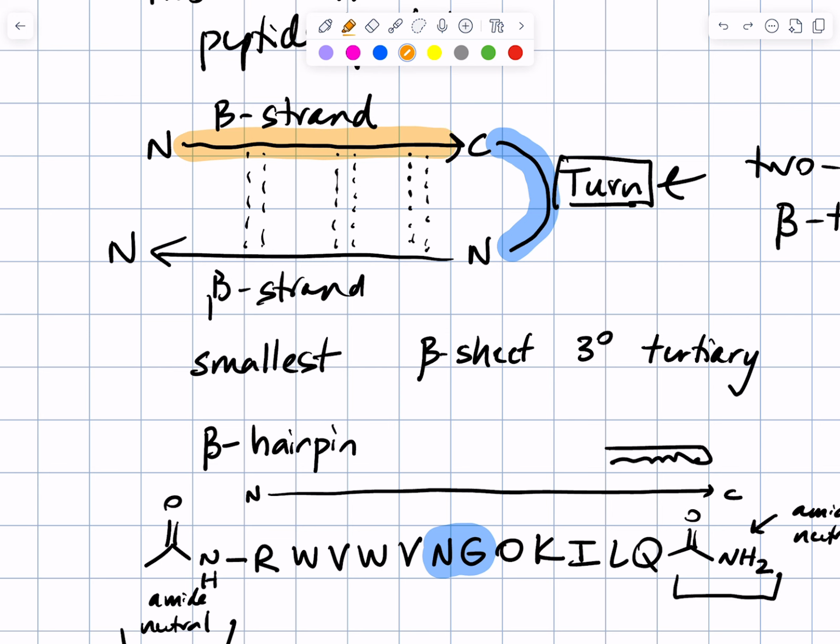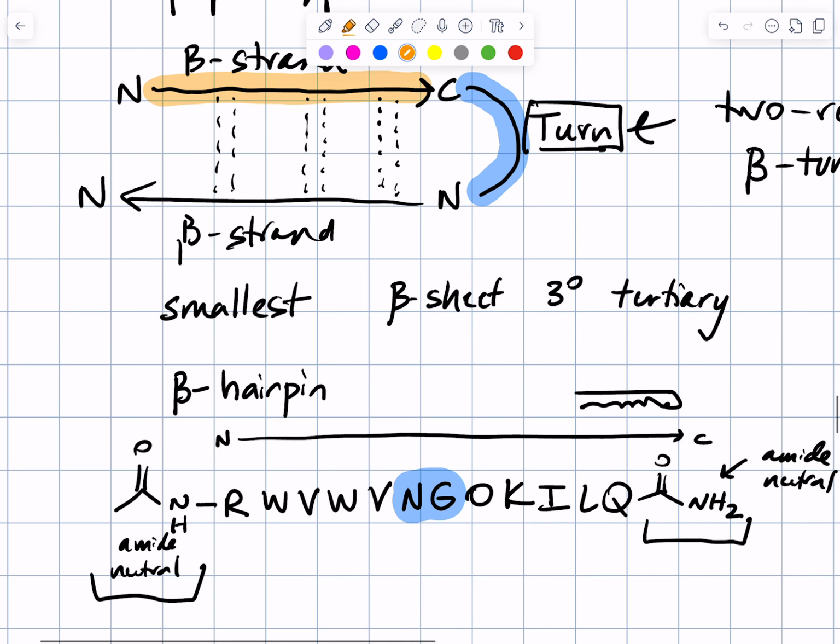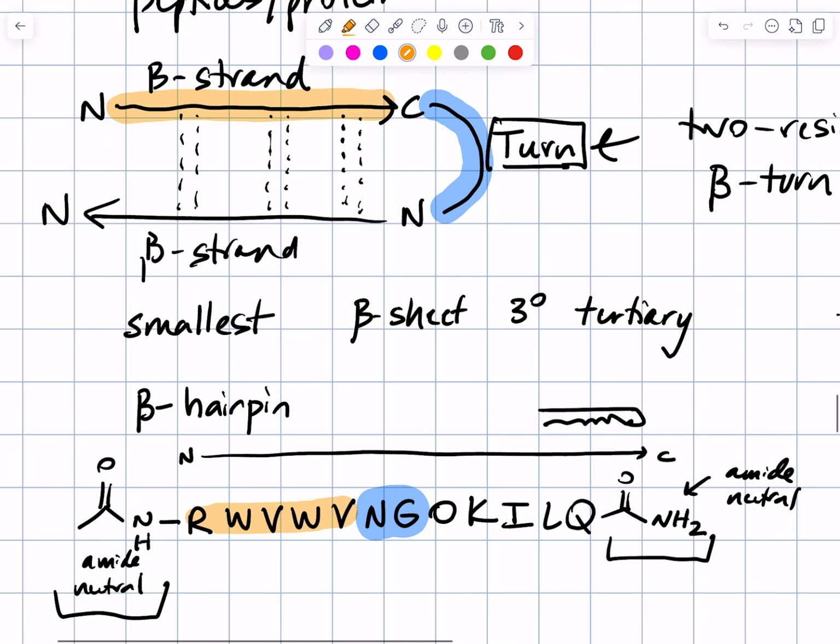in orange is what we will call the N-terminal beta strand, going from R to W to V to W to V. And then this part, which we'll draw in green, oh, that's not green, that's still orange.